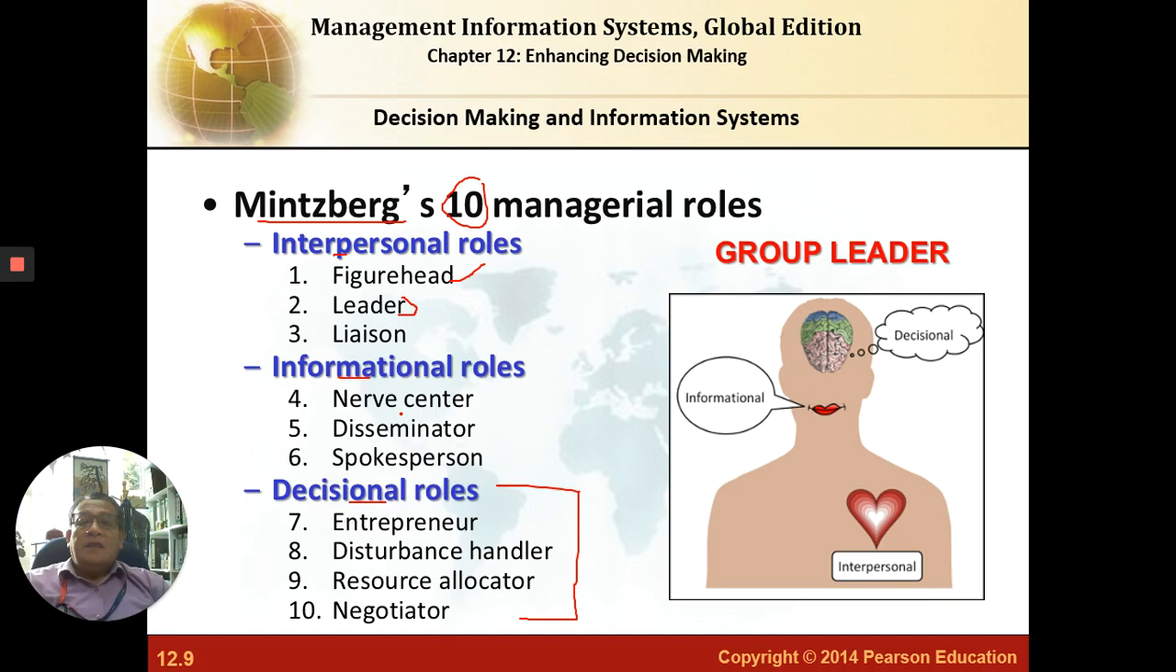Managers also disseminate information. Because a manager normally receives key information from the big boss, for example, from the regional manager or from the CEO, from the MD, they act as the nerve center for the department. After receiving the information, of course, he or she needs to digest it, and later distribute the information as a disseminator. And a leader normally speaks well so that they can manage the group or influence the group and give the right direction to their subordinates.